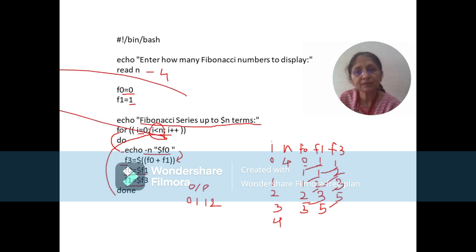Okay, so the user has entered 4. The user wanted to see the first 4 Fibonacci numbers. And are we displaying the first 4 Fibonacci numbers to the user? Yes. The first Fibonacci is 0, second is 1, third is 1, and the fourth one is 2. So using this logic, we are displaying the Fibonacci series as per the input given by the user.